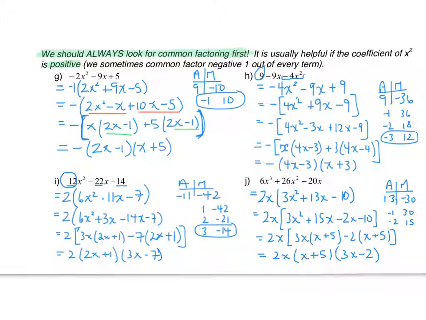Check my answers over with your answers. Hopefully we get the same final answers. Remember, the order of multiplication does not matter, so if you have the exact same brackets but written in a different order, that should still be the same answer. For example, for the last one, you might have 2x, and then you might have your 3x minus 2 first, and then your x plus 5. As long as what's inside the brackets is identical, the order of the brackets themselves does not matter.